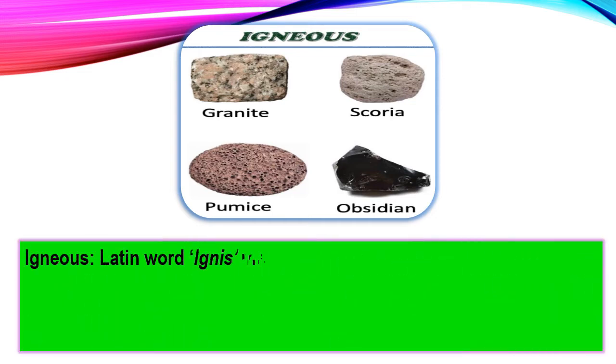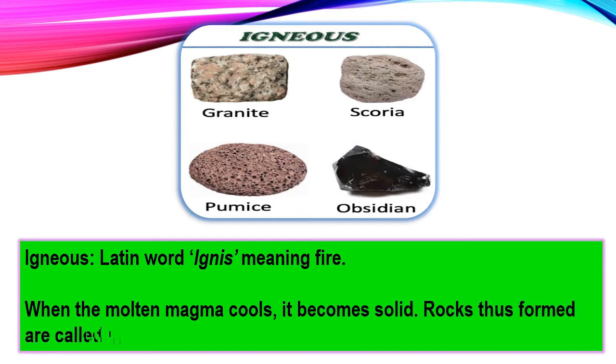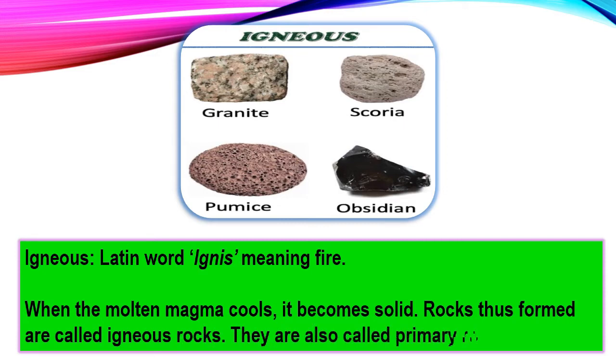Igneous comes from the Latin word ignis, meaning fire. When the molten magma cools, it becomes solid. Rocks thus formed are called igneous rocks. They are also called primary rocks. This igneous rock is the result of volcanic activity.